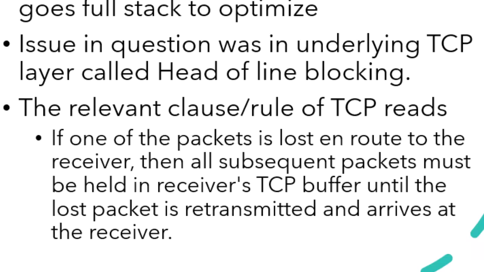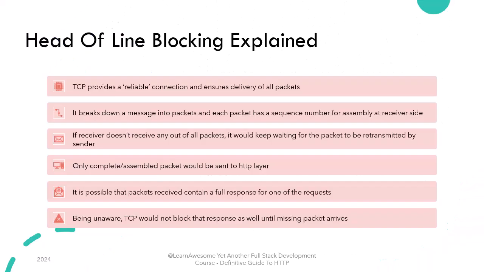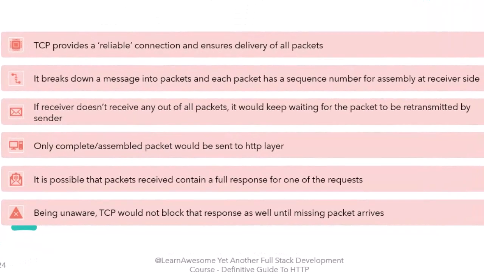If one of the packets is lost en route to the receiver, then all subsequent packets must be held in the receiver's TCP buffer until the lost packet is retransmitted and arrives at the receiver. Didn't make much sense, right? No problem, as I'll explain. Messages are broken down by TCP before transmission, and each packet carries a sequence number, so it can be assembled at the receiver side. If the receiver receives, say, 1, 3, and 4 packets, but not number 2, it would keep waiting for that packet to be retransmitted by the sender.